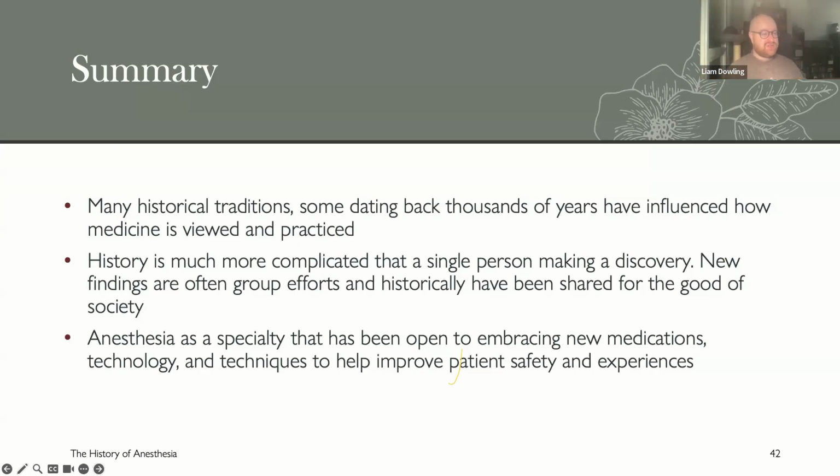And the last thing that I sort of took away from all this is that anesthesia as a specialty has been open to embracing new traditions, new technology and techniques, ultimately to improve safety and experiences for patients, and really has been on the forefront of revolutionizing medicine as a specialty and practice from the very beginning. Anesthesia is what really has pushed us forward. And I often say the history of surgery really is the history of anesthesia first.